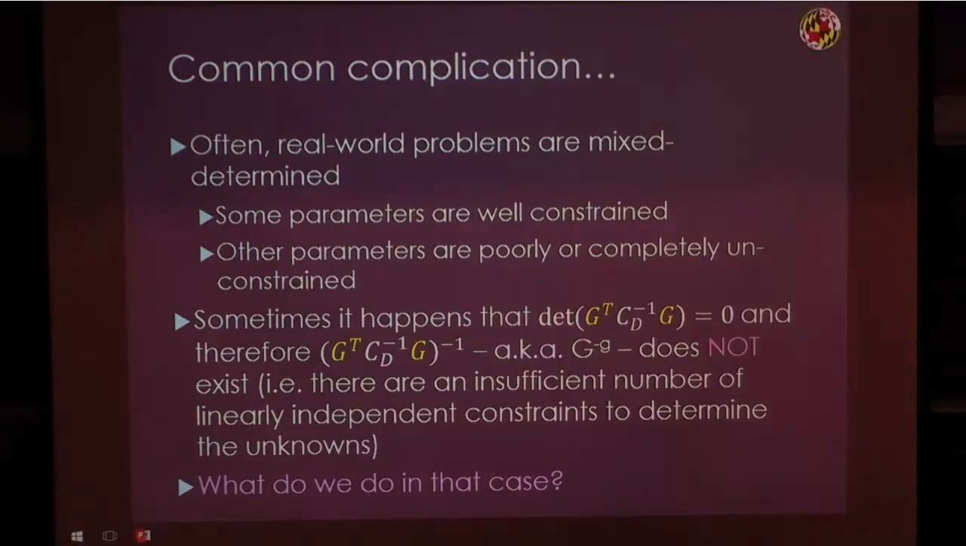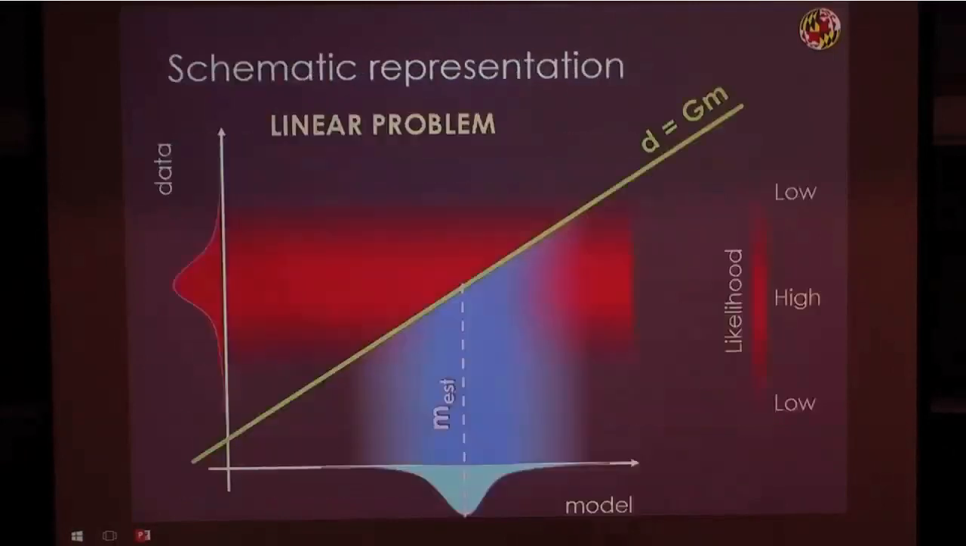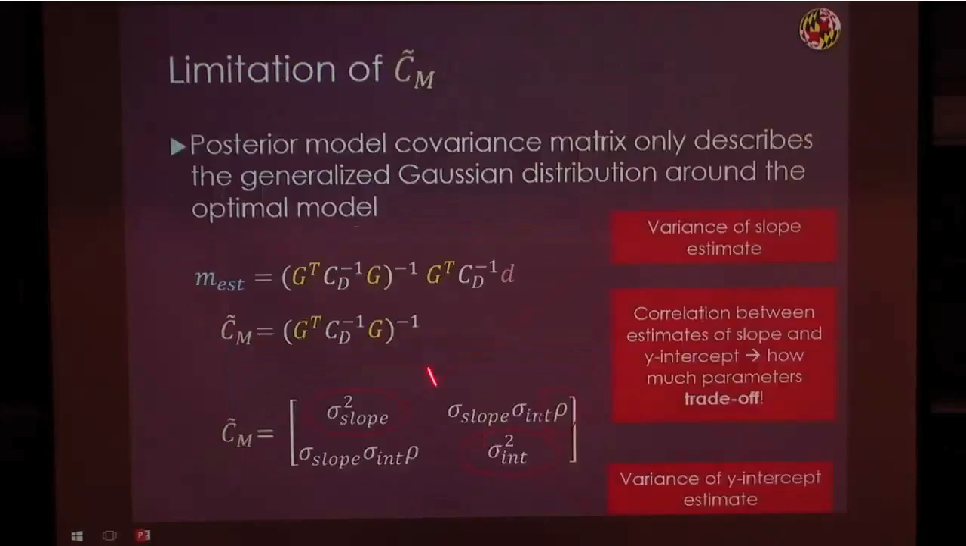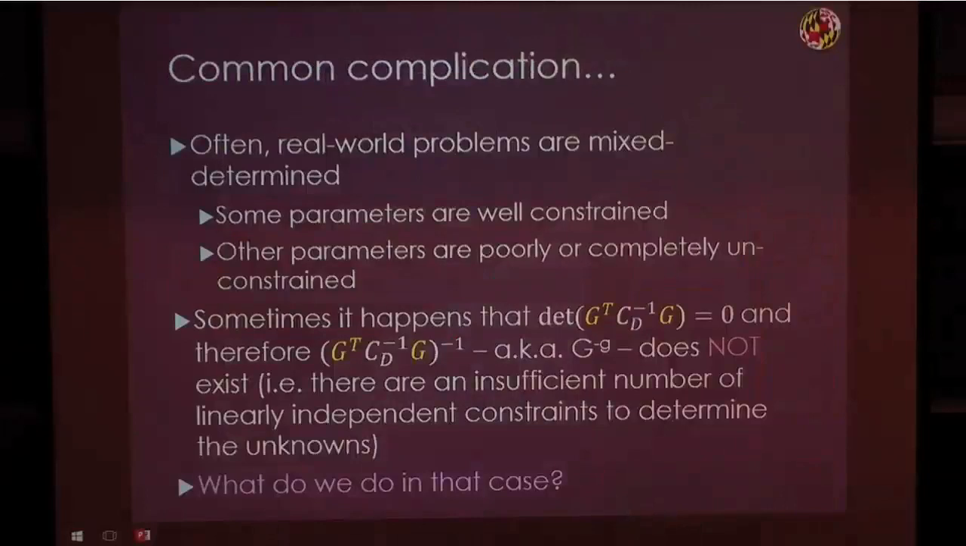But you can't strip out the one from the others, perhaps. So when that happens, the determinant of this matrix, so hold on. In our solutions, we always had to take the inverse of this matrix here. But when you have this mixed determined problem and one of the parameters is completely unconstrained, the determinant of that matrix becomes 0, and you cannot take the inverse of it. The inverse doesn't exist. The matrix becomes singular. This guy here, we sometimes call G minus G. It's like the generalized inverse. Anyway, this notation will come up later in the lecture.